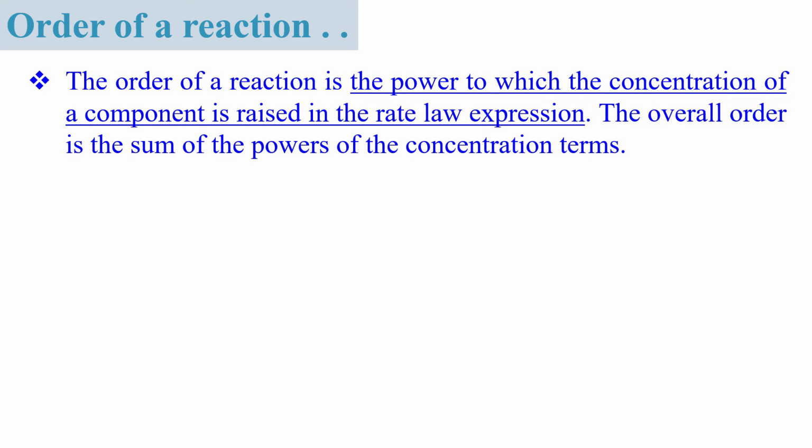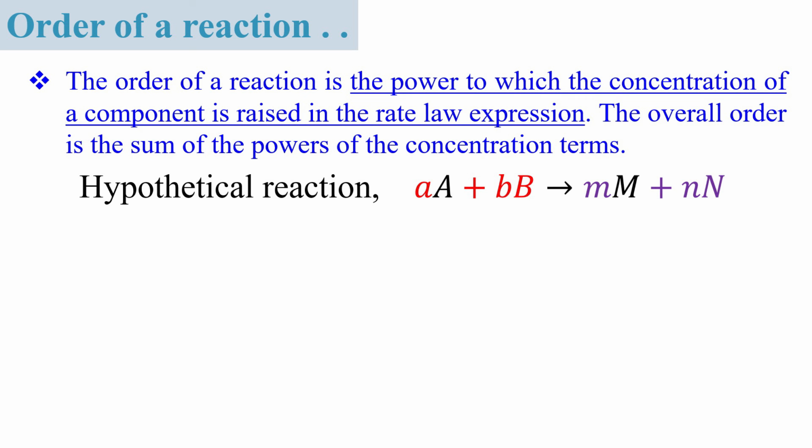The order of a reaction is the power to which the concentration of a component is raised in the rate law equation, and the overall order is the sum of the powers of the concentration terms. Considering a general example, a moles of A react with b moles of B to form m moles of M and n moles of N.